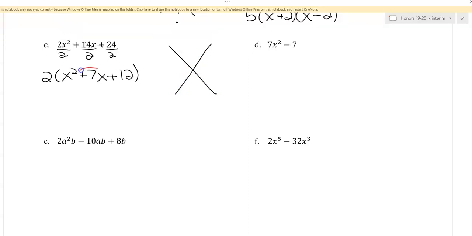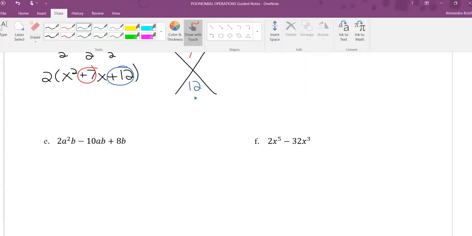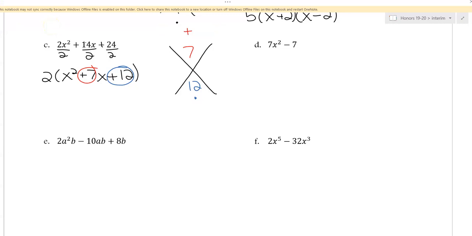Right, this here is what I'm adding to. This here is what I'm multiplying to. Okay, so looking for my two numbers, what multiplies to 12 and adds to 7? 3 and 4. 3 plus 4 is 7. 3 times 4 is 12. All right, so same idea there. And then we have 2, that just comes down. And then we have x plus 3, x plus 4.